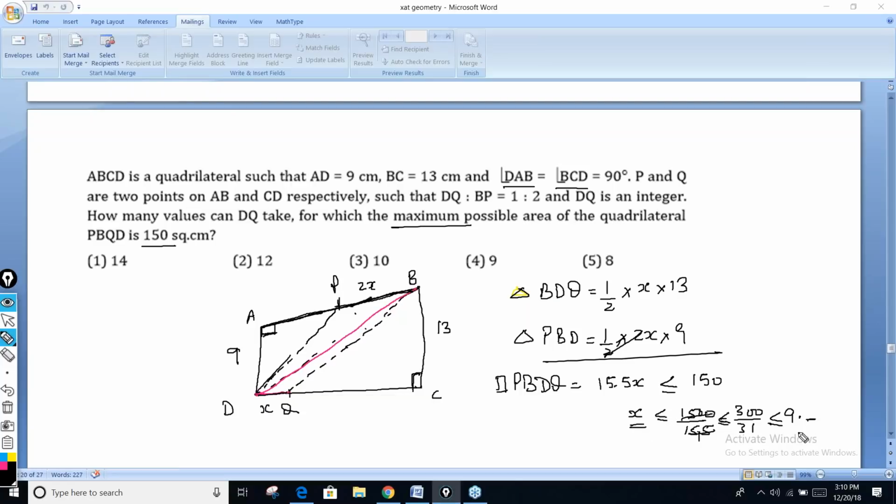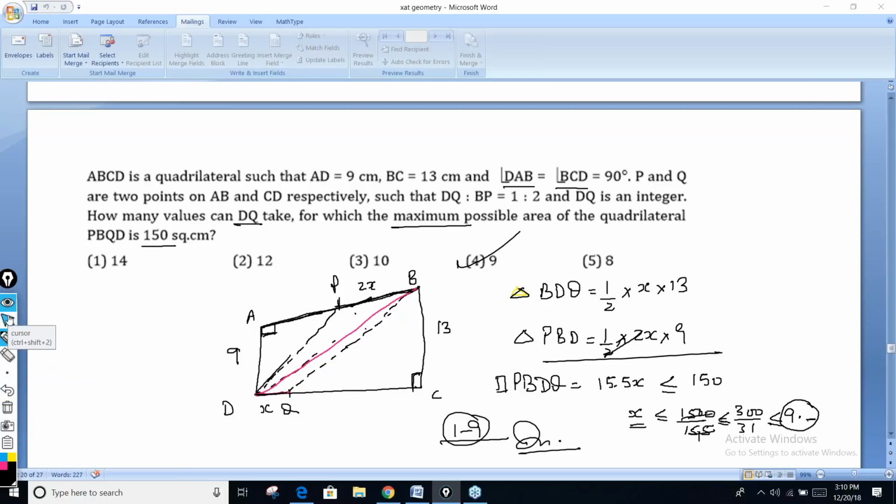Means x can take all the integral values which are at most 9. Obviously x cannot be 0, x has to be at least 1. So all the values from 1 to 9 it can take. That is the question: how many values can DQ take? So from 1 to 9 it can take 9 values. That is the answer. The answer is option 4. So here the difficult part is to visualize it, to get the height. The height for this triangle is 9 and the height for this triangle is 13. Clear? Come to the next one.